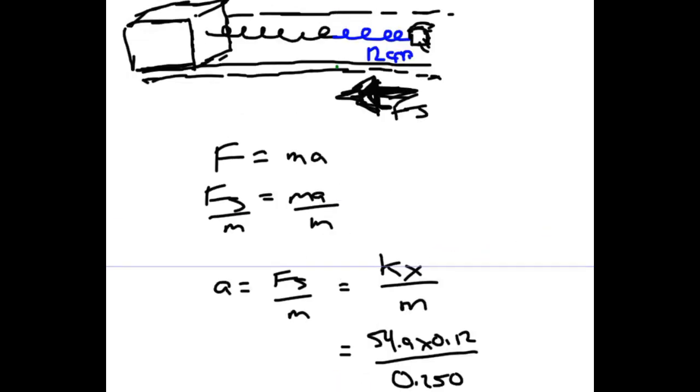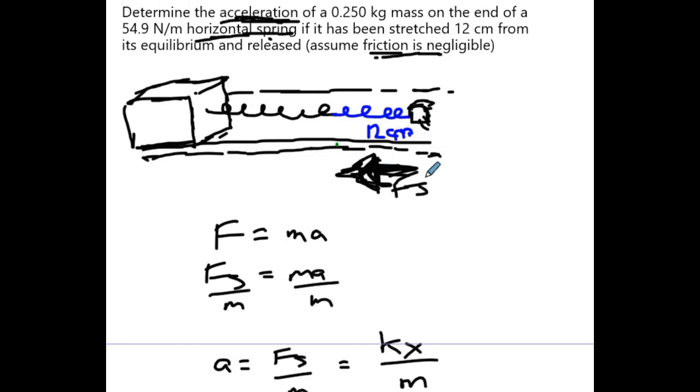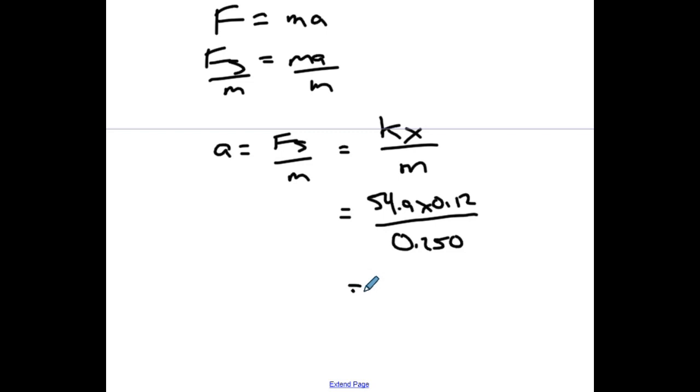And since friction is not in play, remember how if there was friction in play, I would have to subtract a force of friction, because friction would be trying to prevent my motion. But if we assume friction is negligible, just in this particular example, then here's our answer: 54.9 times the 12 centimeters divided by 0.250, that was in kilograms. I have an acceleration of 26 meters per second squared.